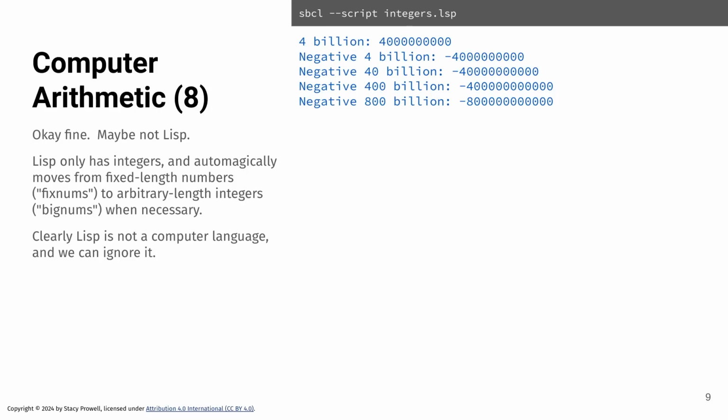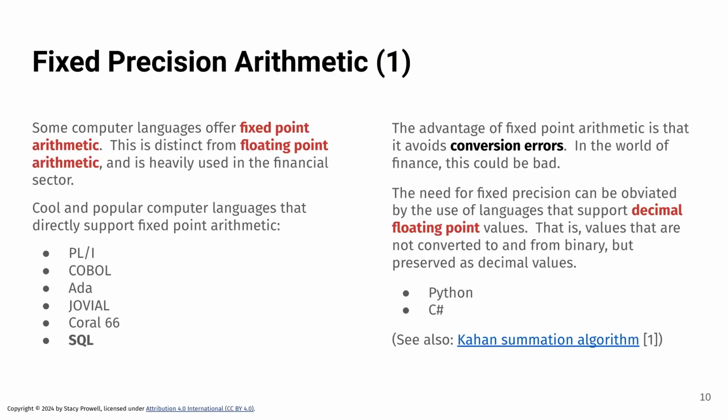And so that's interesting. It has some good properties, like it does this correctly. It also is a little slower to do it this way. But speed isn't necessarily the highest concern for Lisp. So let's talk about something a little different. Let's talk about fixed precision arithmetic.